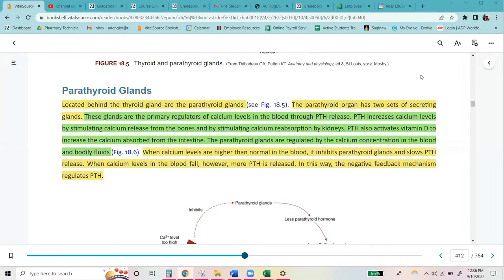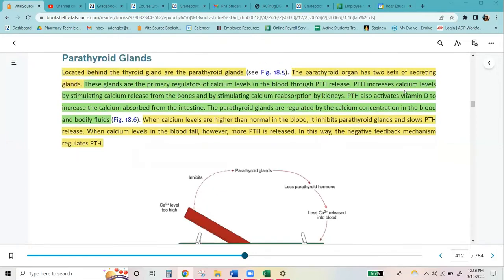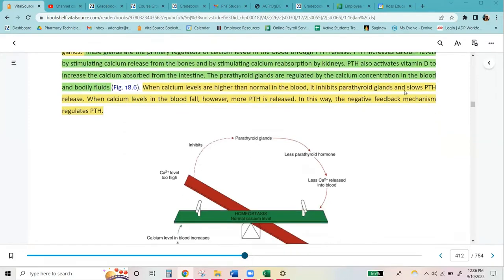The parathyroid glands are regulated by the calcium concentration in the blood and bodily fluids. And when calcium levels are higher than normal in the blood, it inhibits parathyroid glands and slows PTH release. When calcium levels in the blood fall, however, more PTH is released. In this way, the negative feedback mechanism regulates PTH.